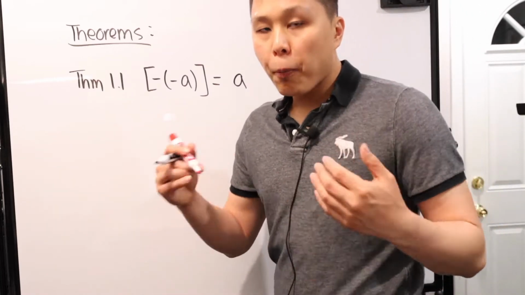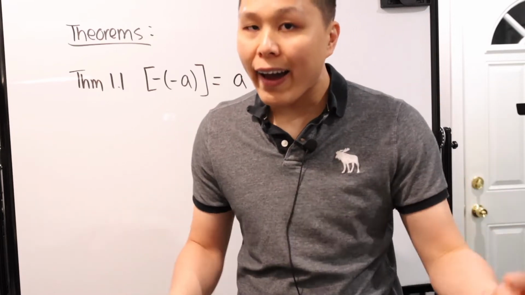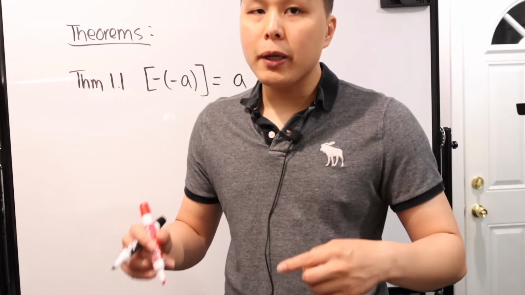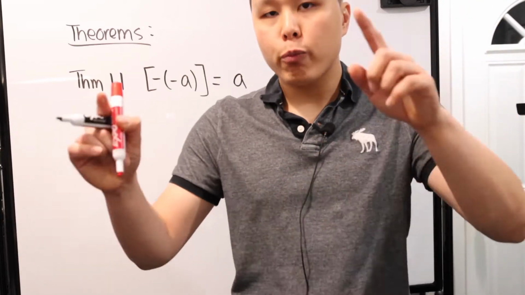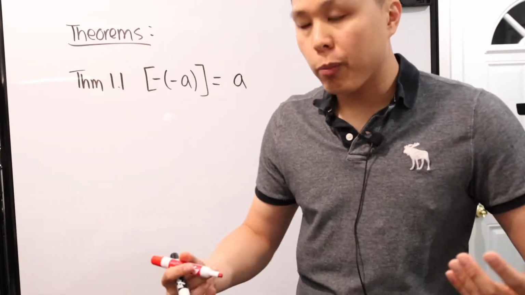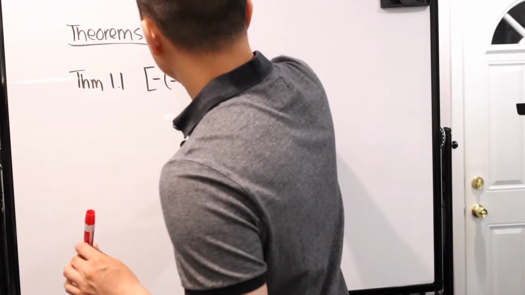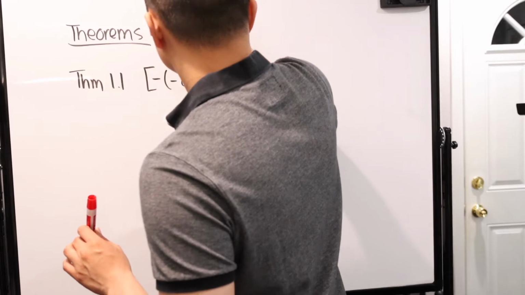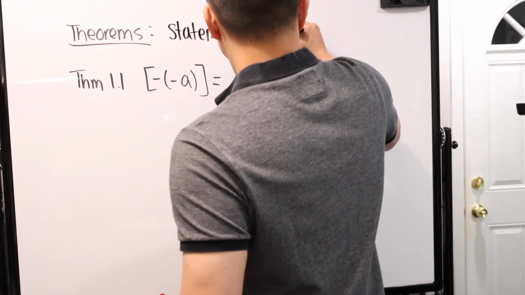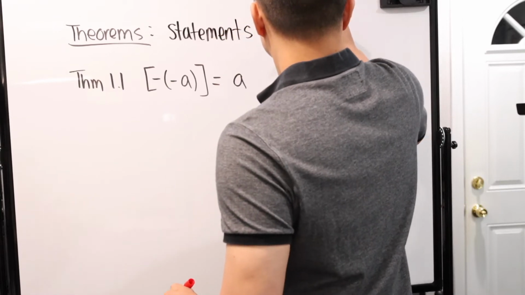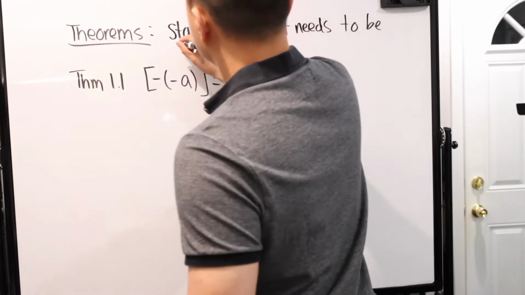Now, in order to prove theorems, there's two ways to go about it. It's usually going to relate either to the axioms or to some, I guess you could say, creative manipulation of previous theorems that you've proven before. So let's look at this really quickly. Theorems are statements that need to be proven. Let's just write that as a crude definition: that needs to be proven.